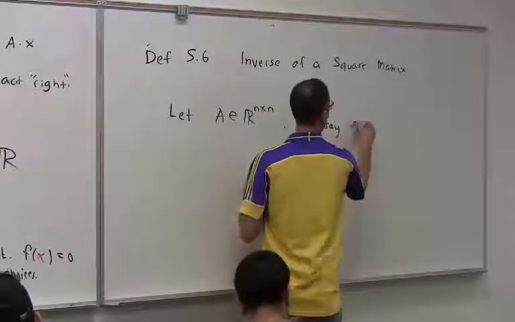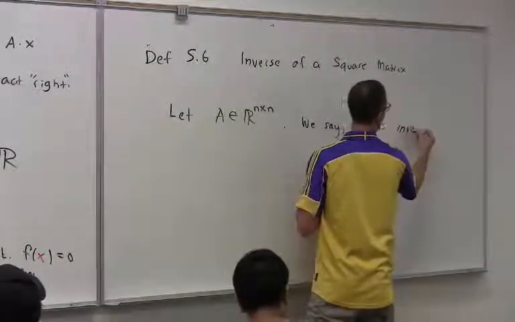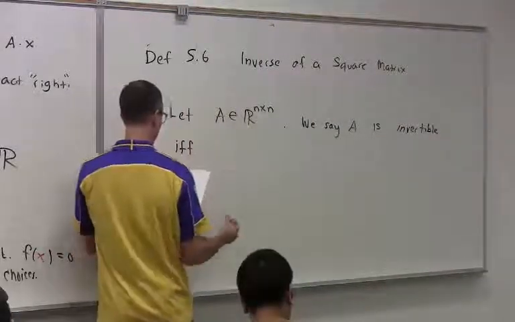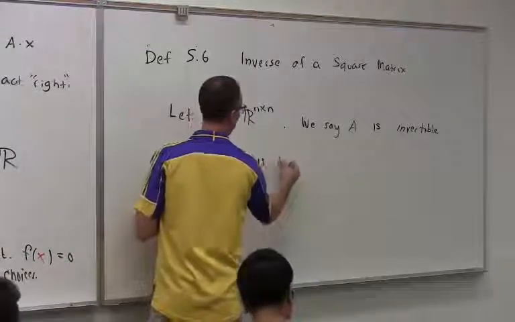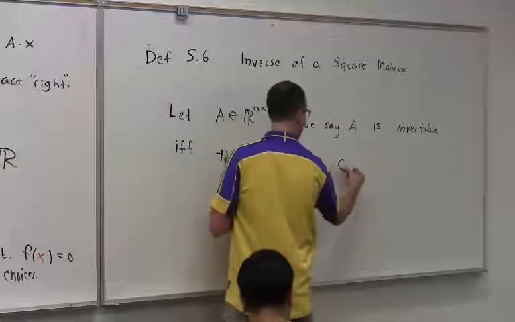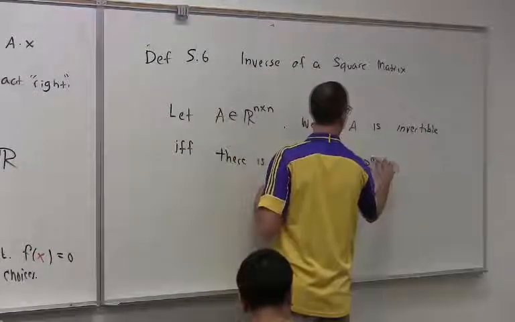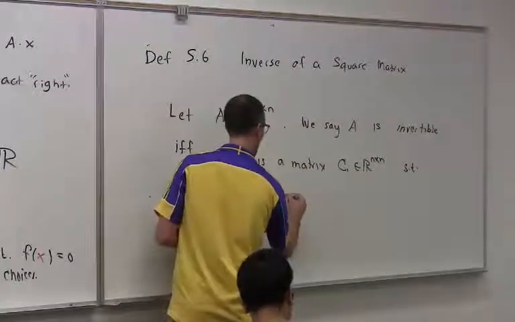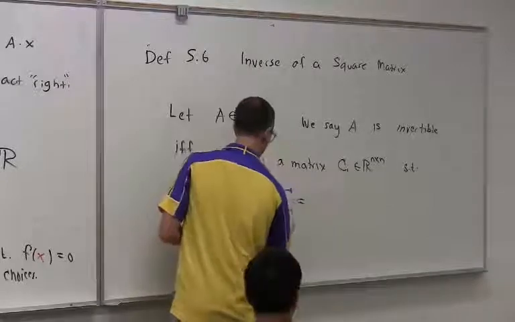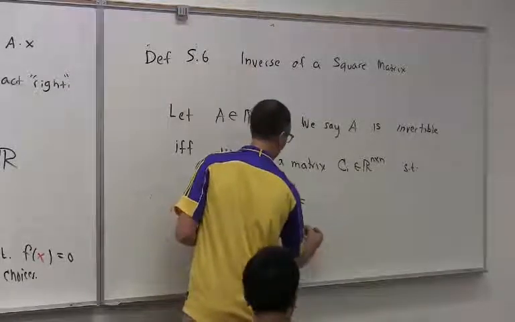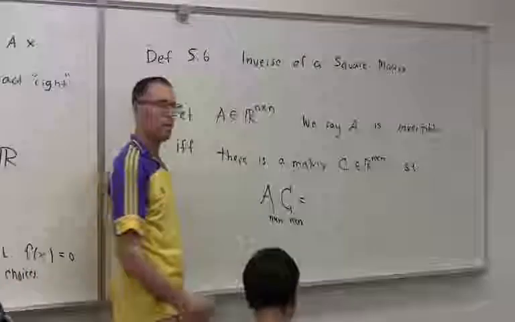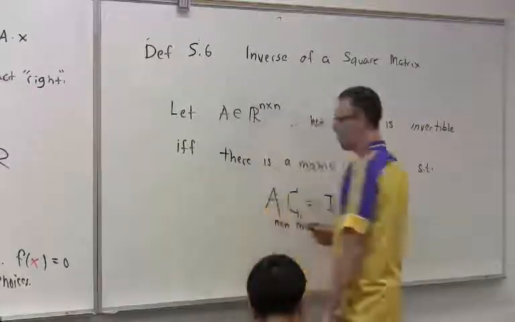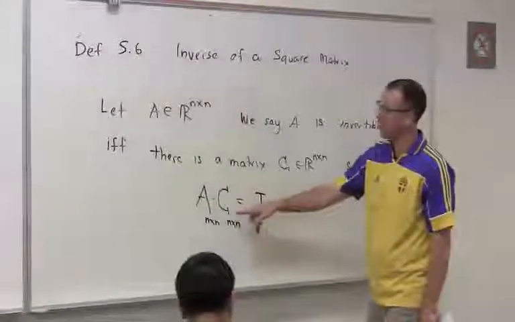We say the matrix A is what we call invertible if and only if there is a matrix C, an element of R^(n×n), such that, could you guess what would happen if I multiply a matrix by the thing called its inverse? Could you guess what we get out of that? The identity matrix of what size? I_n.